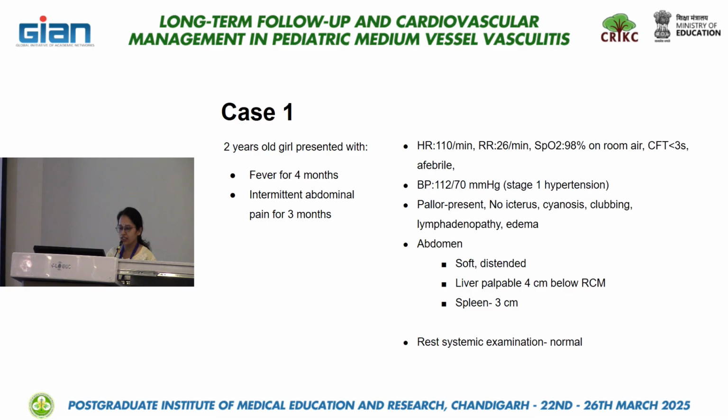Coming to case one, a 2-year-old girl presented with fever for 4 months and intermittent abdominal pain for the last 3 months. On examination, she had stage 1 hypertension, pallor, and hepatosplenomegaly. Rest of the systemic examination was normal.